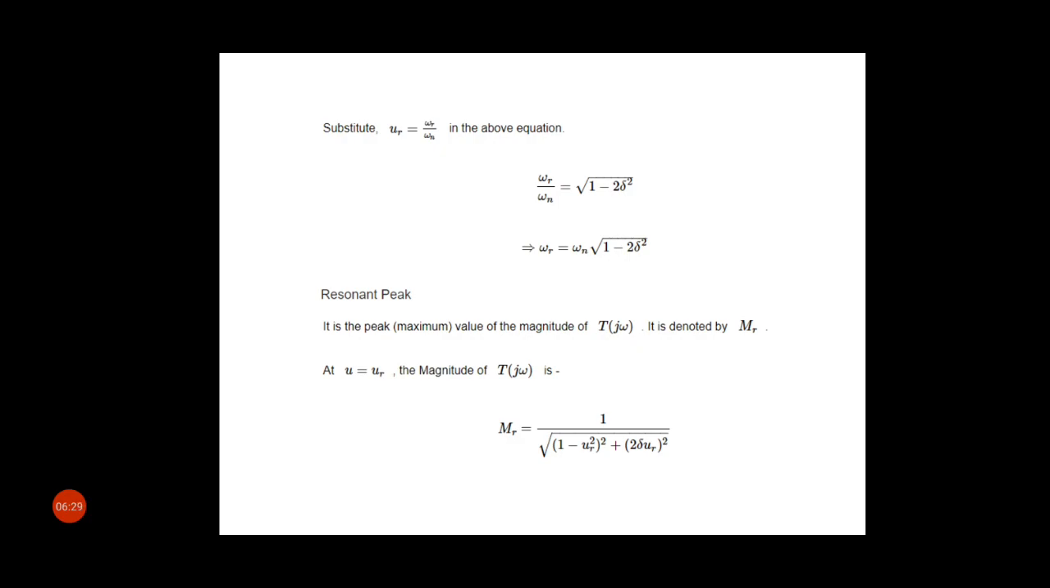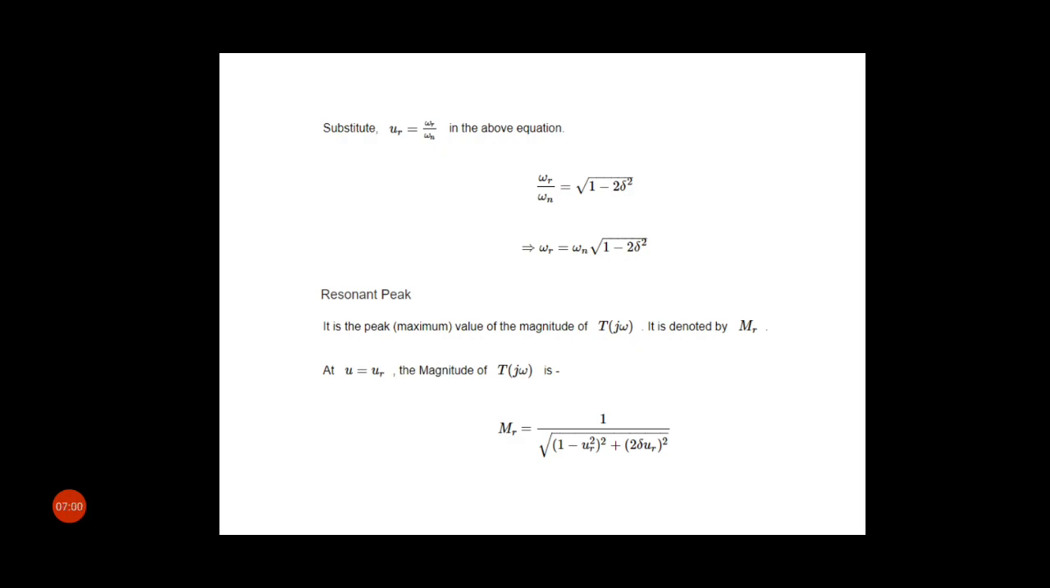So the resonant frequency is omega_r equal to omega_n root under 1 minus 2 zeta square. What is resonant frequency? It is the frequency at which the magnitude of the frequency response has its peak value for the first time, and it is denoted by omega_r. Okay, now see resonant peak.